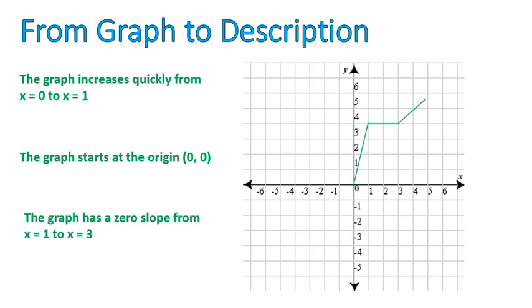The graph has a 0 slope from x equals 1 to x equals 3. And then it has a slope almost equal to 1 after that point, and then it stops right before the number 5, x equals 5. So there's some things that you can describe about this graph just by looking at it and then describing the parts of it. Let's look at one more graph and we're going to try and describe what we see in this graph.